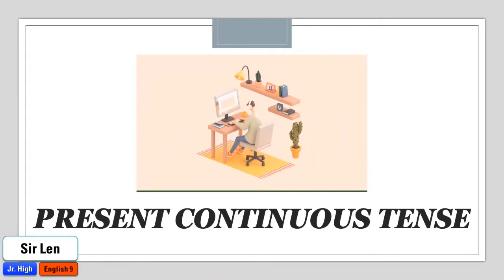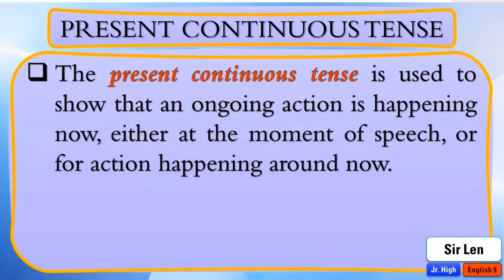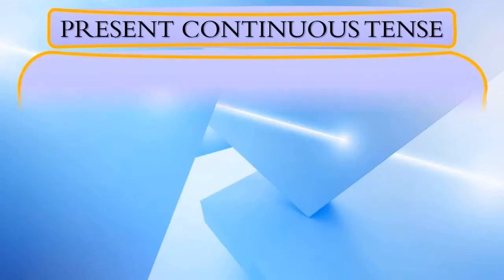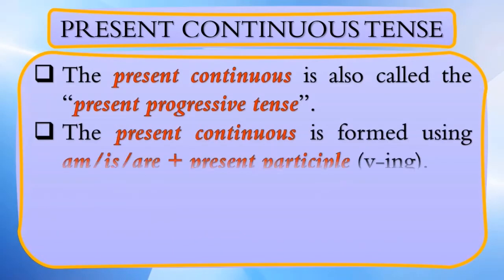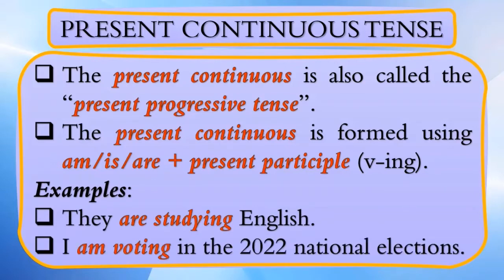The present continuous tense. The present continuous tense is used to show that an ongoing action is happening now, either at the moment of speech or for action happening around now. The present continuous can also be used to show that an action is going to take place in the near future. It is also called the present progressive tense. It is formed using am, is, are plus present participle or verb ing. Examples: They are studying English. I am voting in the 2022 national elections.